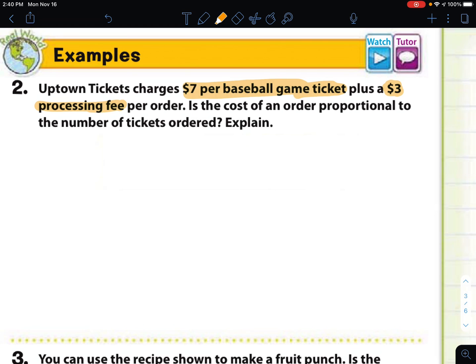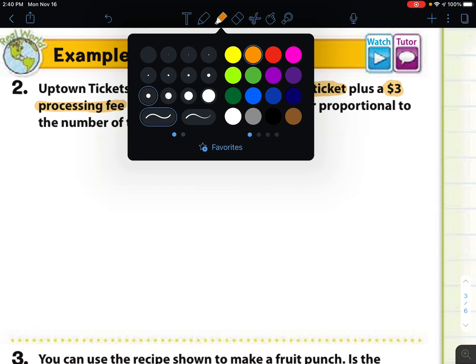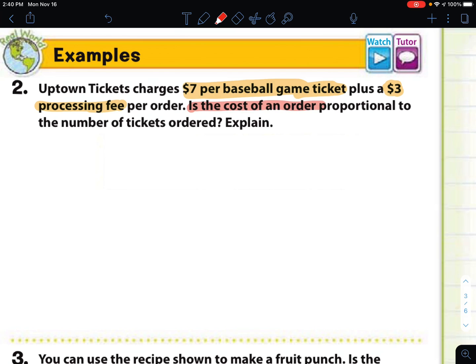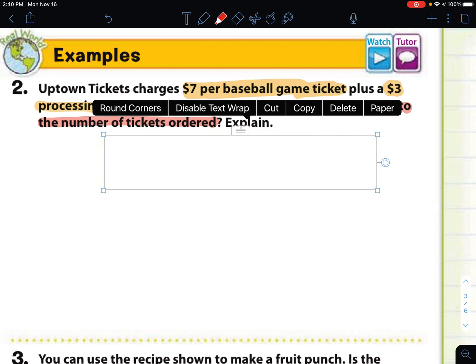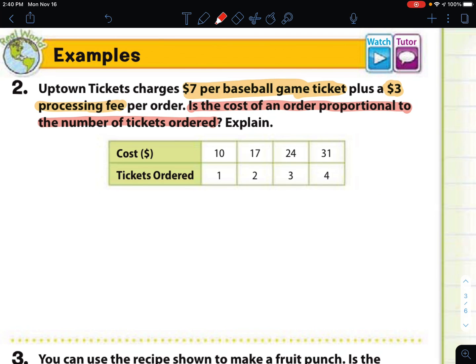So the question is, is the cost of an order proportional to the number of tickets ordered? We need to explain that, and again we need to use a table. Let's see how the table works. Okay, so the cost is here.